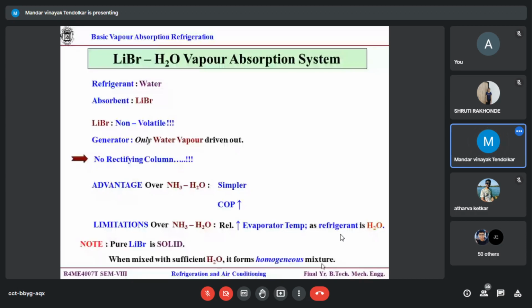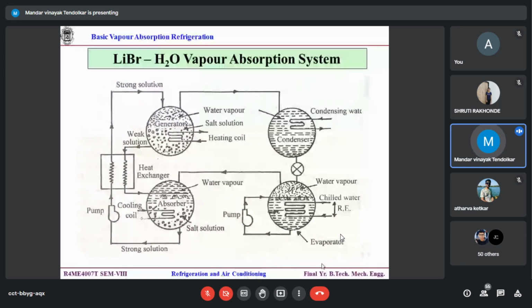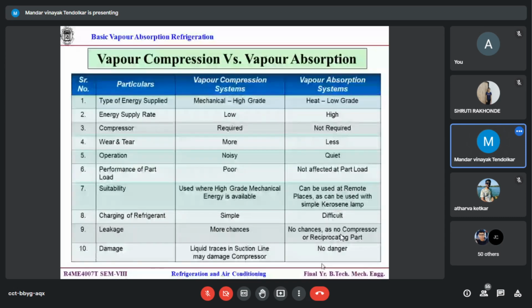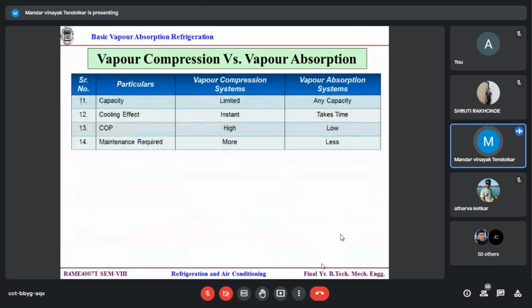Fine. This is the schematic for the LiBr system. Same logic, condenser, evaporator, strong solution, absorber, and generator, weak solution. Shown in mirror image type. This is the comparison part for the vapor compression versus vapor absorption. Very, very logical. You can read it. Nothing to explain as such, because everything is explained in all the previous lectures. So you can read it afterwards. So here we end up with this particular chapter.